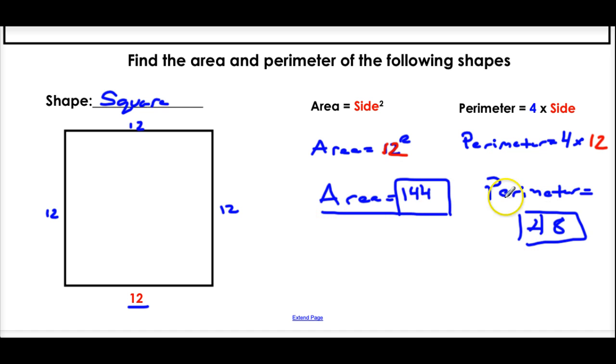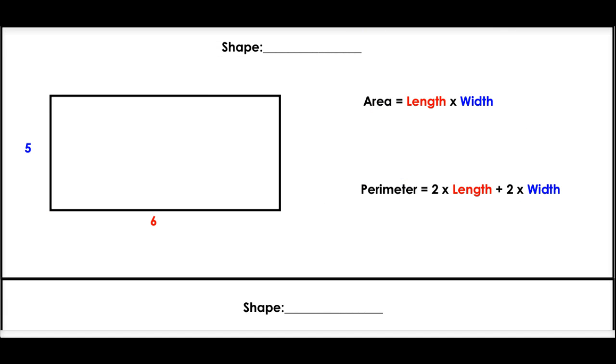So area is 144, perimeter is 48, and don't forget these two formulas. Area is side squared, perimeter is 4 times the side. For our second shape, this to me looks like a rectangle. All right, rectangle.